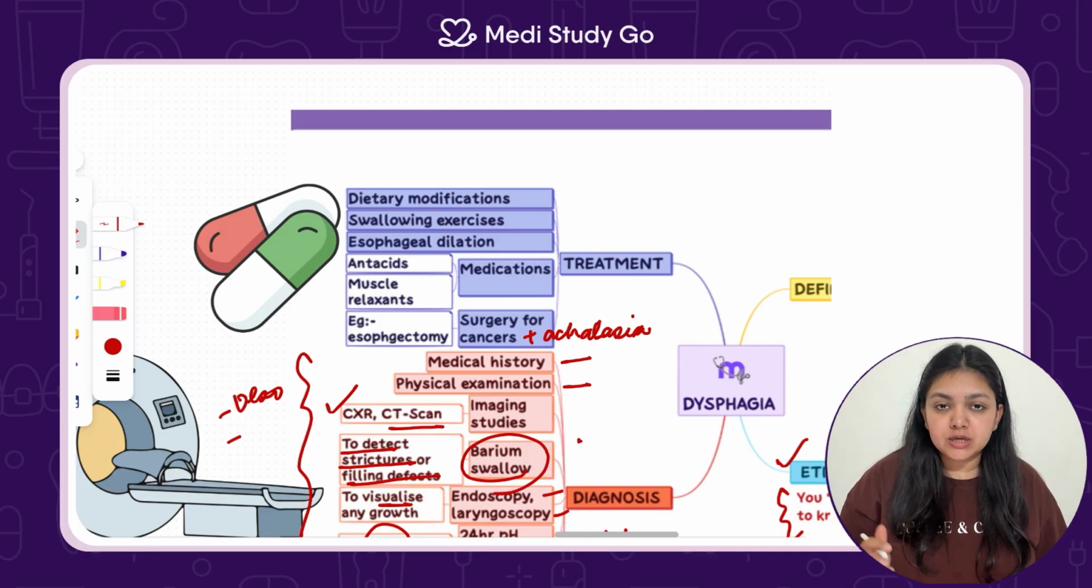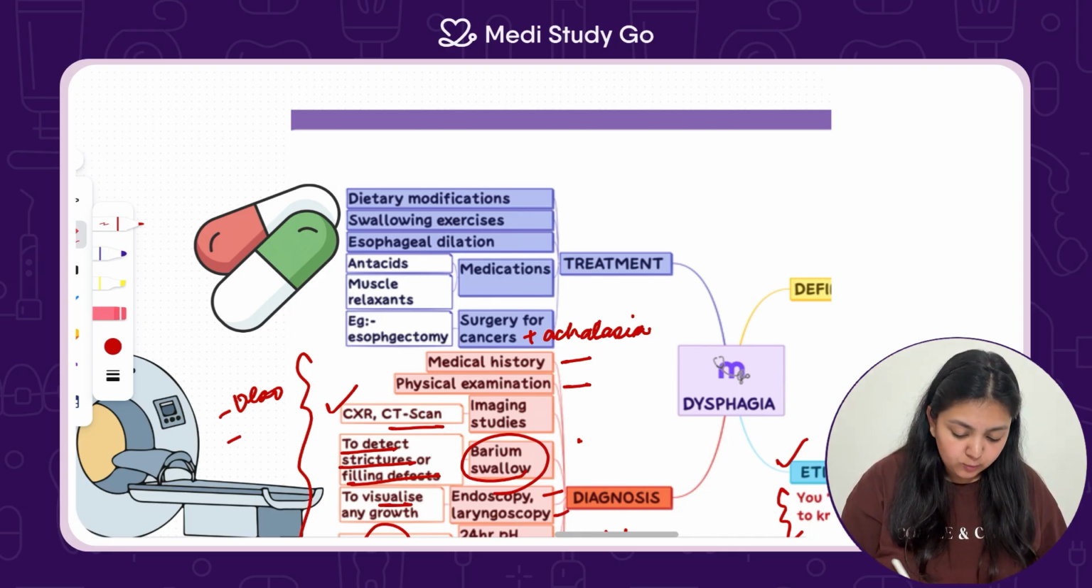All these diagnostic investigations will help you come to the diagnosis of dysphagia, and also they will give you the etiologic agent, because when you know the etiology, only then will you be able to give the treatment to the patient, because the first treatment for any disease is to remove the etiology. Once you remove the etiology, the source is removed. Now you just need to correct every symptom and every organ which has been deranged. So the treatment for this will be dietary modifications.